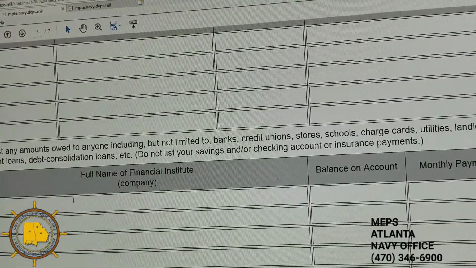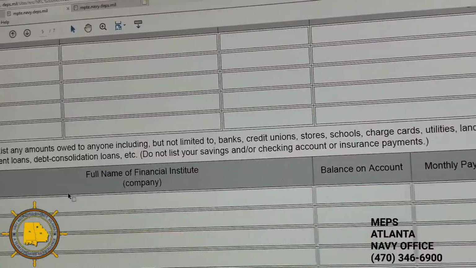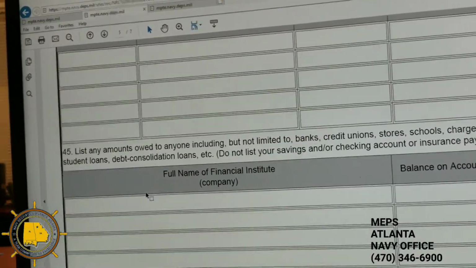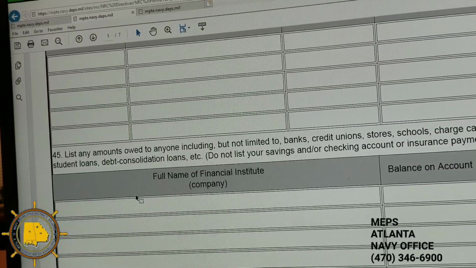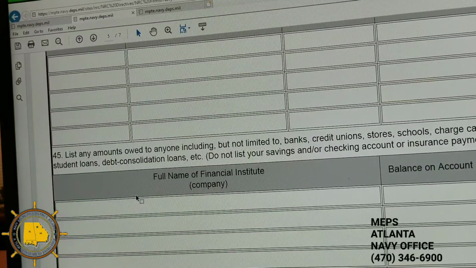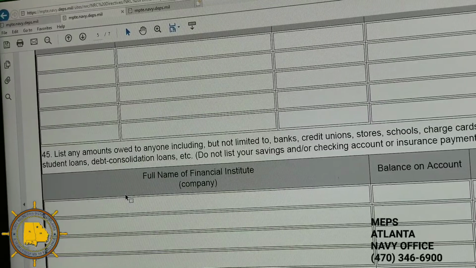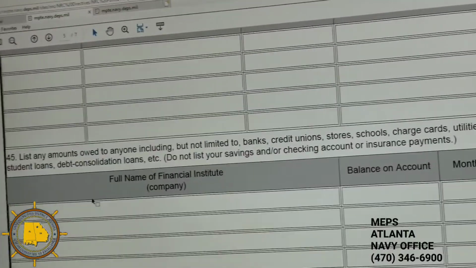Question 45 of this particular page is subscription based. So if they have anything in their name that they pay on a month-to-month basis that's subscription based, it could be anything as simple as a Netflix account, anything more complex as a credit card or a student loan. They're going to provide that information here. Now, this can be kind of complex because they don't understand the questions on this particular page.